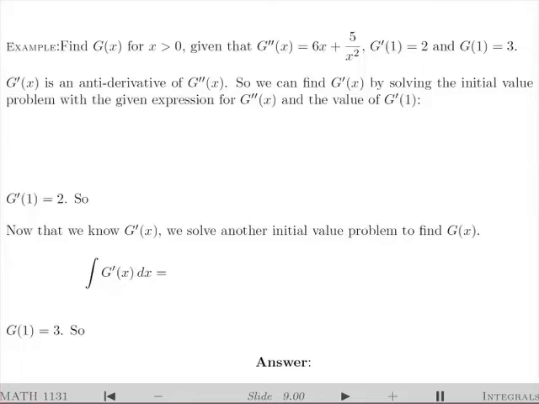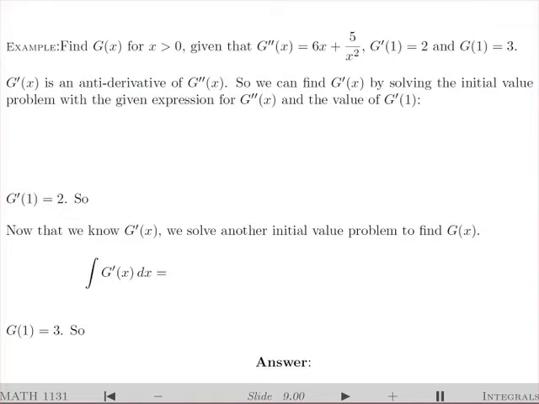Welcome. In this session, we will look at an example where we find a function from one of its higher order derivatives. We will again do an initial value problem so that at each step we get a single answer. Basically, undo the derivatives one by one.